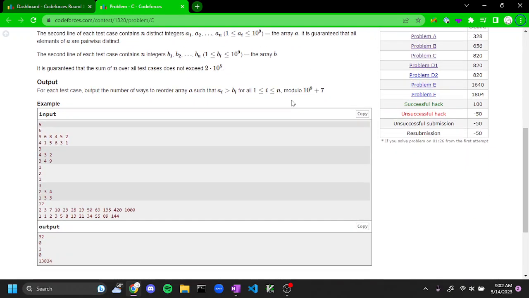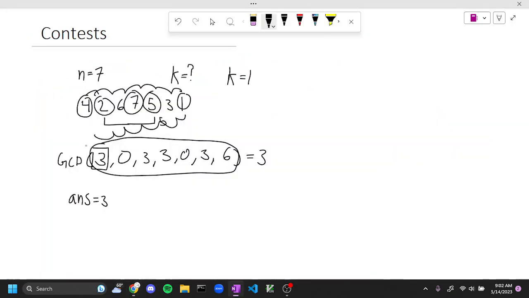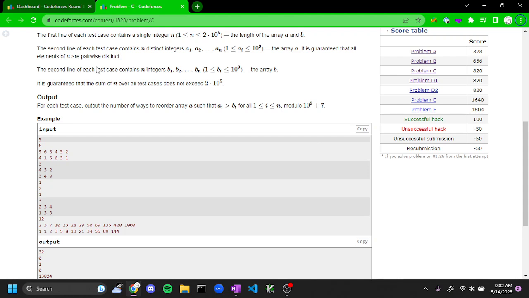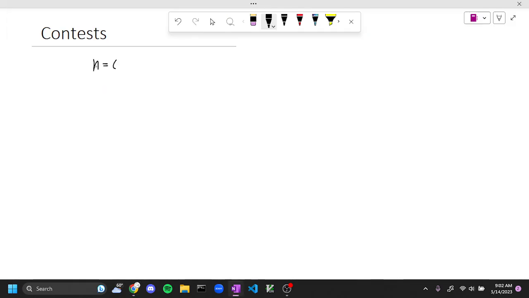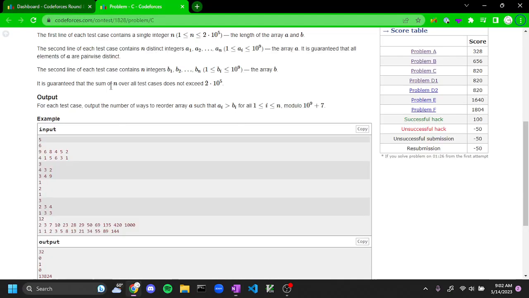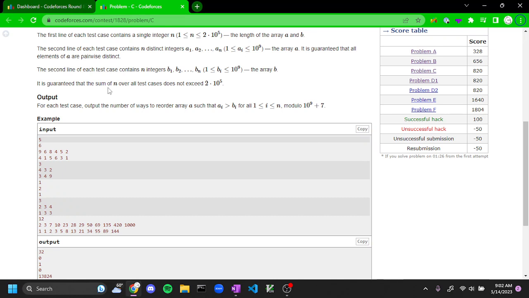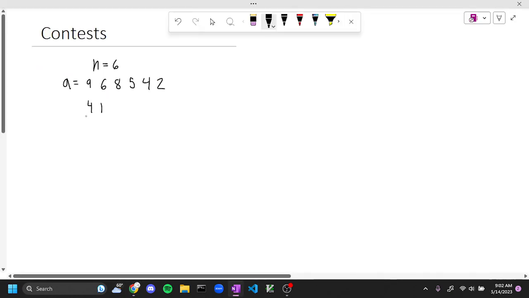Okay, so let's say we're using the first test case. Let me erase this real quick. How do we solve this? Well, n is equal to 6. The array A is 9, 6, 8, 5, 4, 2, and B is 4, 1, 5, 3, 6, 1.